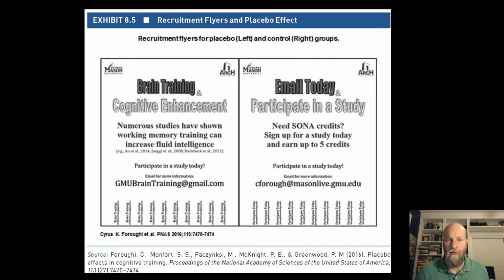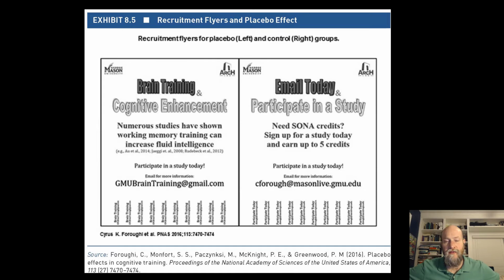So these are examples of the two different types of flyers that were used in the research we were just talking about. The one on the left is obviously an example of the more overt and potentially, in this case, suggestive flyer. As you can see, it says brain training and cognitive enhancement. Numerous studies have shown working memory training can increase fluid intelligence, and then it has a scientific reference there to a couple of articles. Participate in a study today.